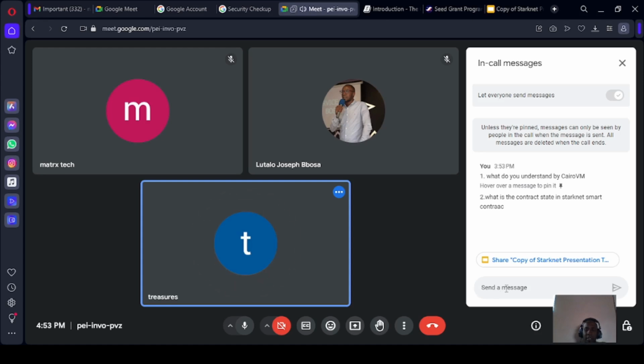And the other question is, how different is Starknet from Cairo? Another question: is Starknet an L2 or L1? So it's either yes or no. Those are the three questions, and it's what we are going to base on.